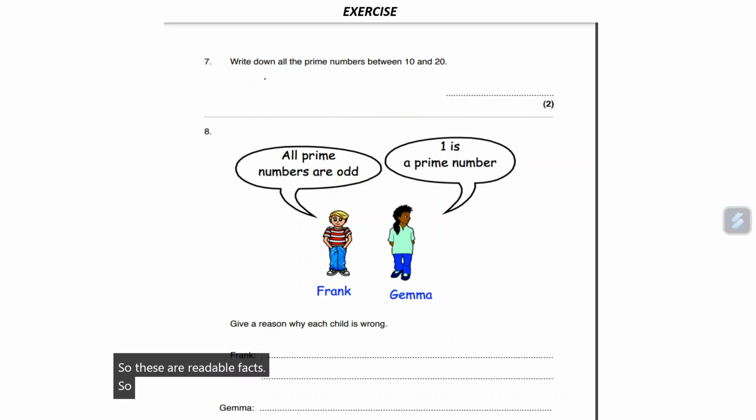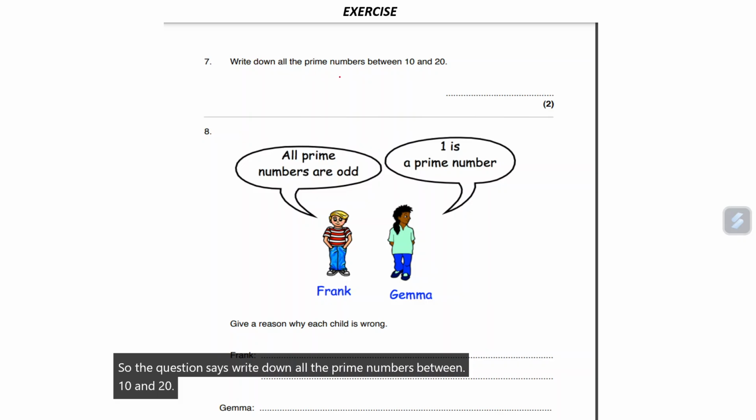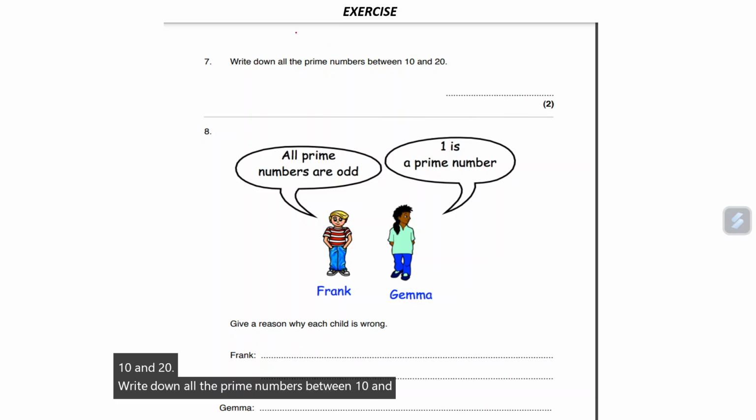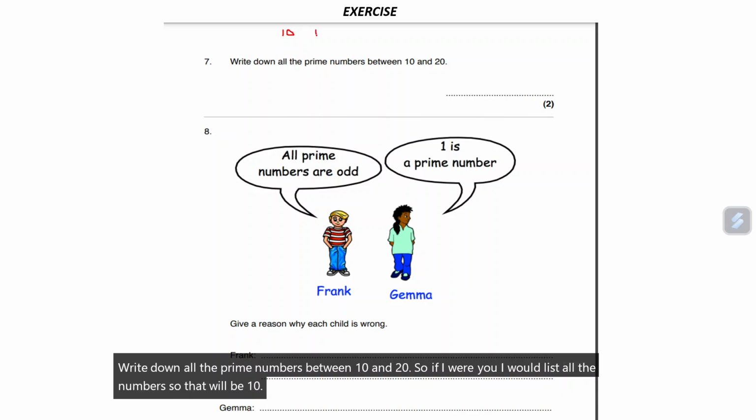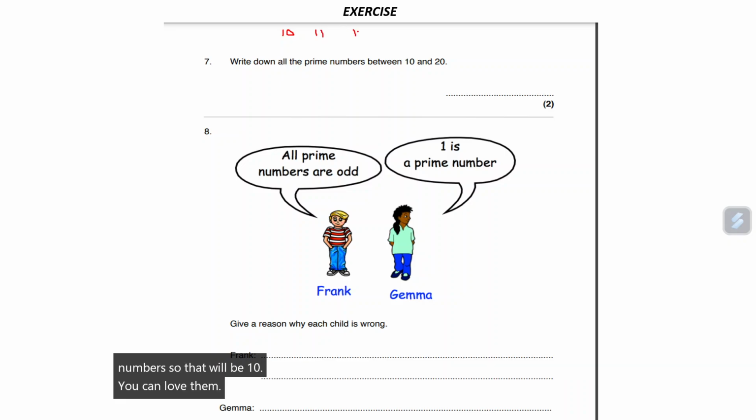The question says write down all the prime numbers between 10 and 20. If I were you, I would list all the numbers. That will be 10, 11, 12, 13, 14, 15, 16, 17, 18, 19, and 20.